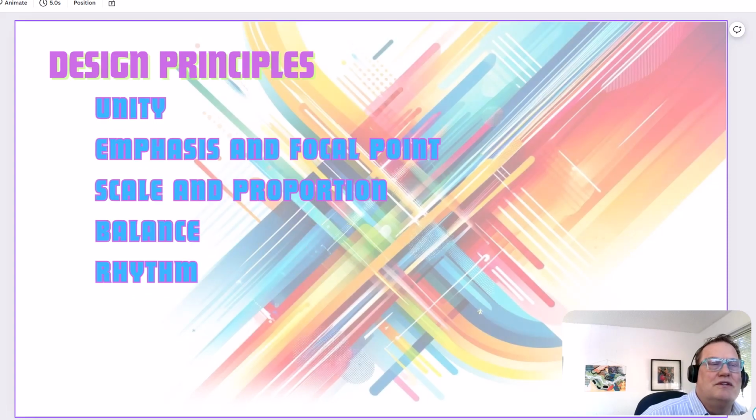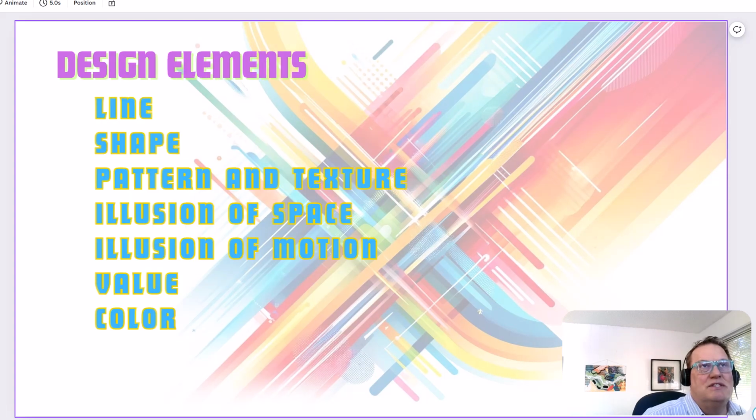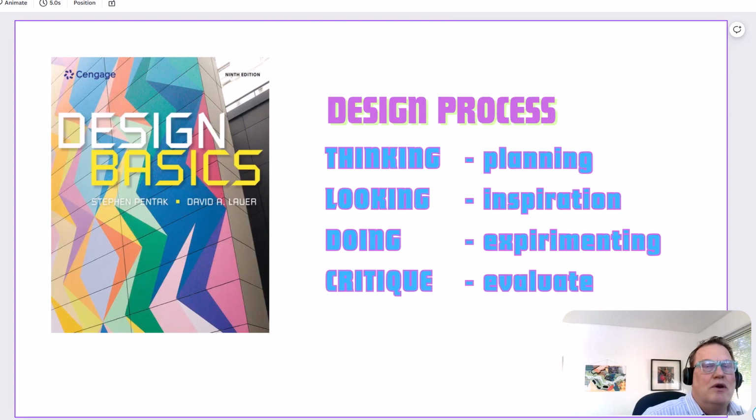First off, we're going to start with design principles. We're going to cover 1 week on each of these: unity, emphasis and focal point, scale and proportion, balance and rhythm. Now, all of this could be considered a language that we are discussing in this class. And so then there are elements of design, but I really want everyone to think about this as we go through each project. We're going to go through this design process.